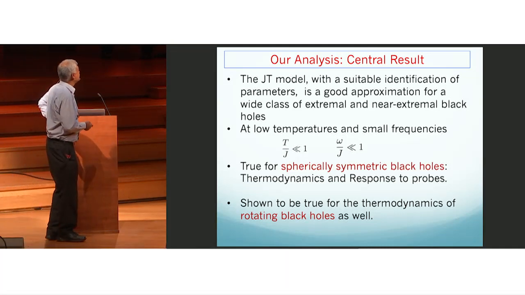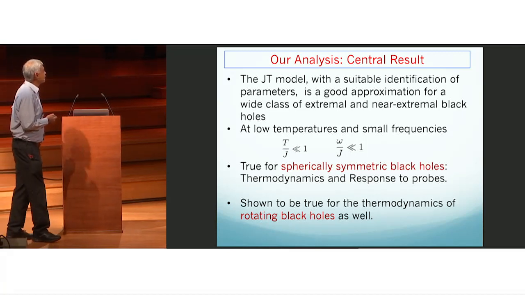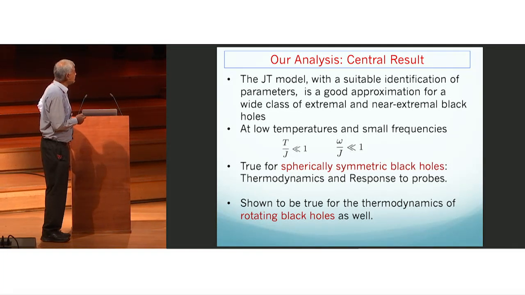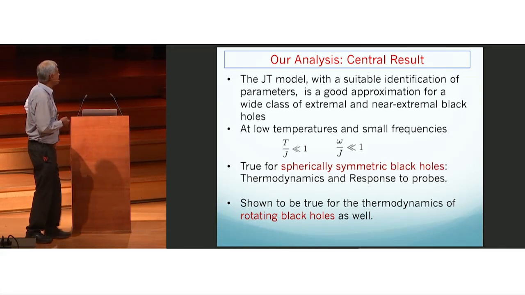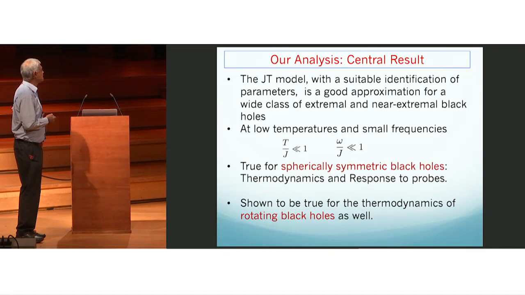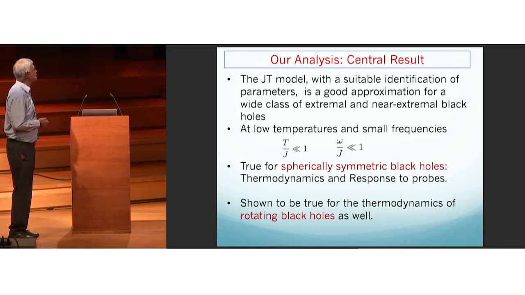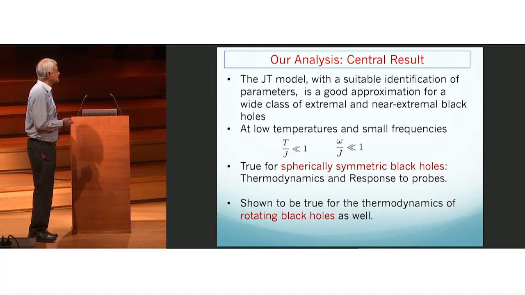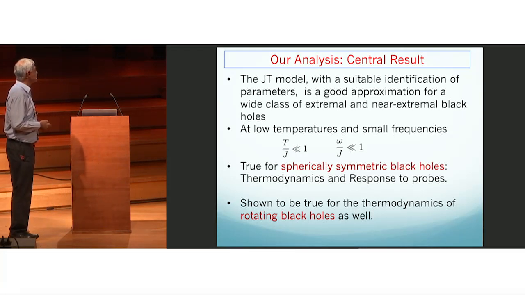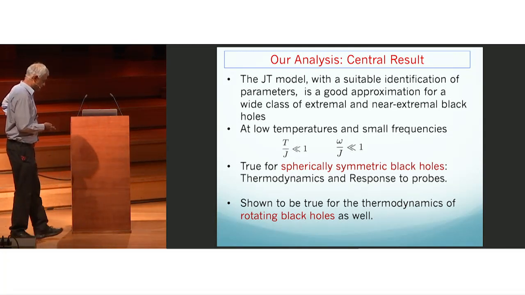What our analysis shows, this is the central result, is that the JT model with a suitable identification of parameters is in fact a very good approximation to describe the behavior of a wide class of extremal and near extremal black holes in higher dimensions, as long as we are at small temperatures so that T over J is very much smaller than one, and small frequencies so that omega over J is much smaller than one. We have shown this for spherically symmetric black holes, like, say, extremal or near extremal Reissner-Nordström black holes, by studying both the thermodynamics and the response to probes, and also shown it to be true for the thermodynamics of rotating black holes. We are still studying the response to probes for the rotating case.